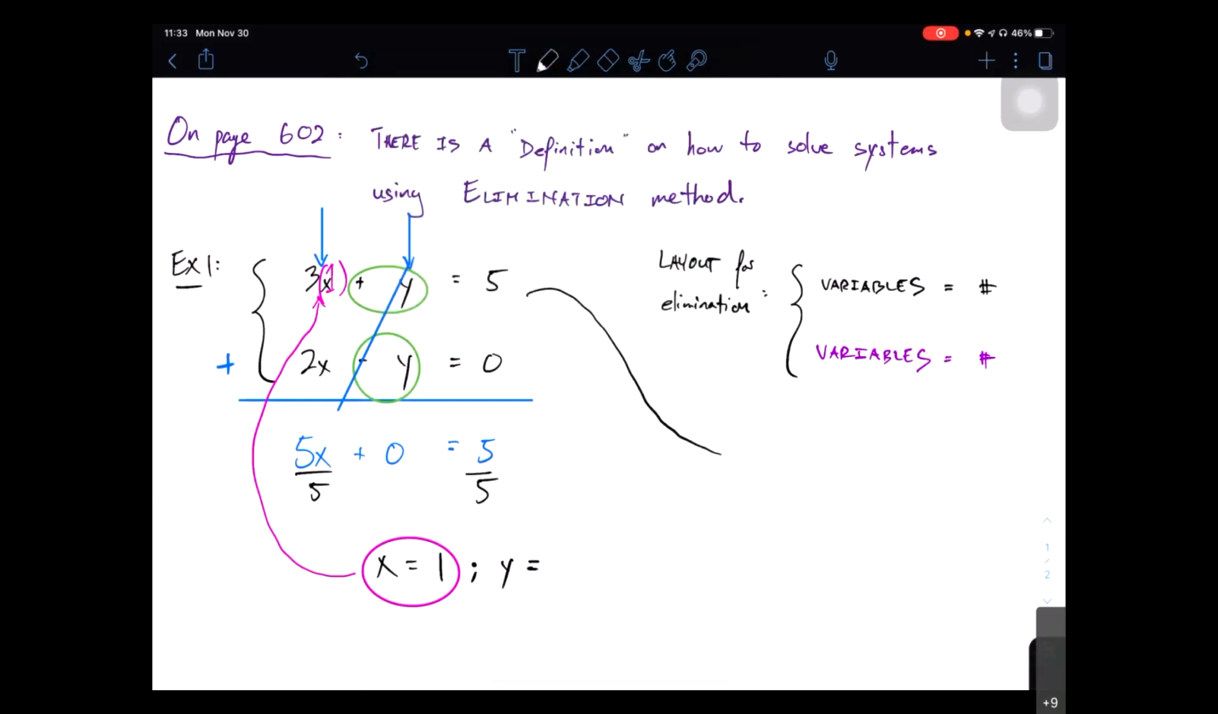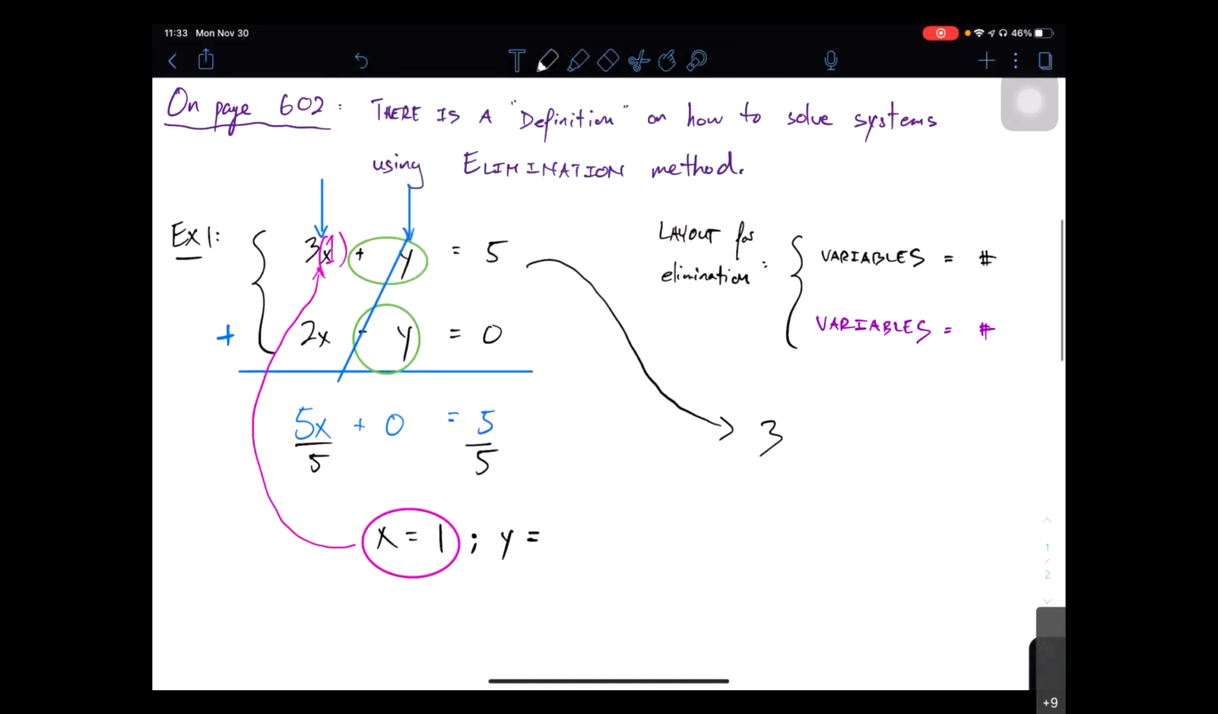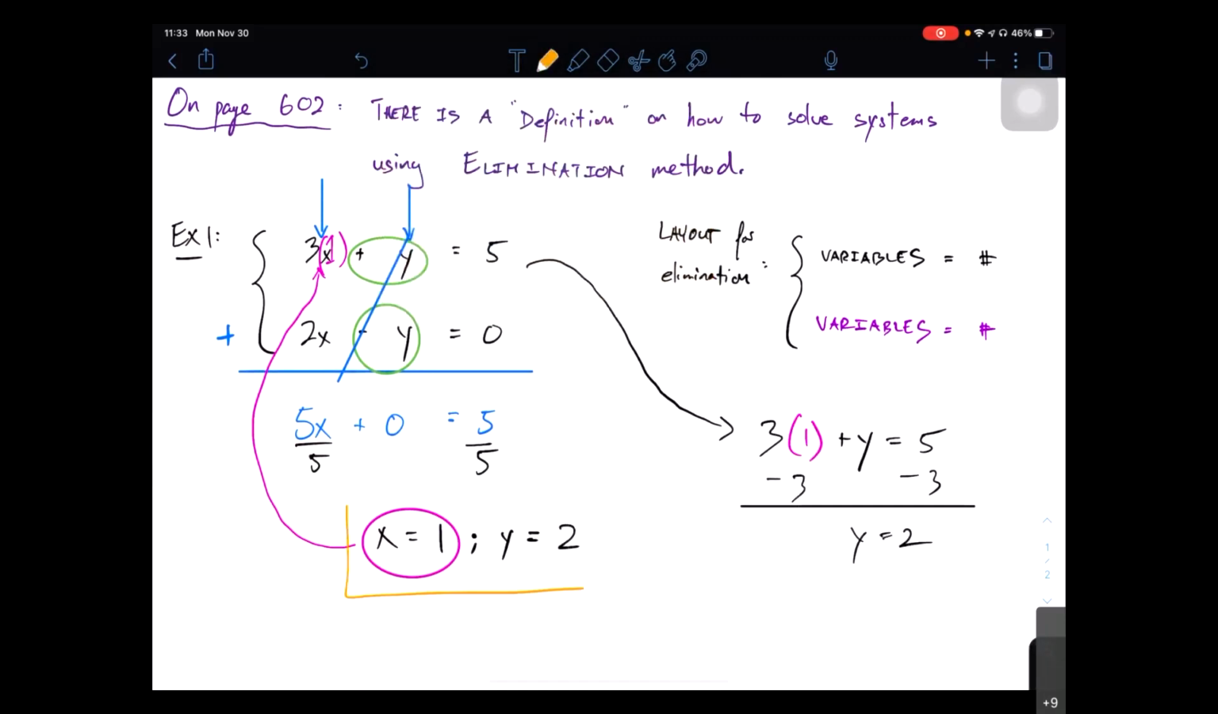But some students, they need to see the actual dictation of it. So I'm going to draw a little arrow down here. I'm going to rewrite 3 times 1 because they came from that x equals 1, plus y equals 5. And then as you can see right there, if you subtract 3 on both sides, you get y equals positive 2.